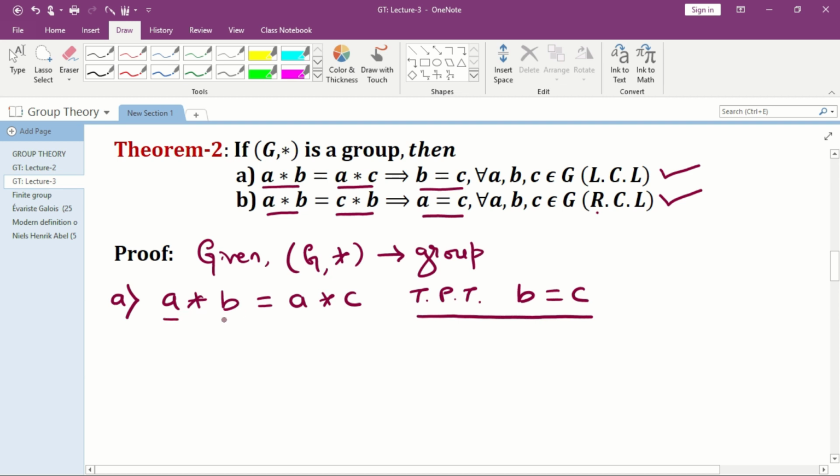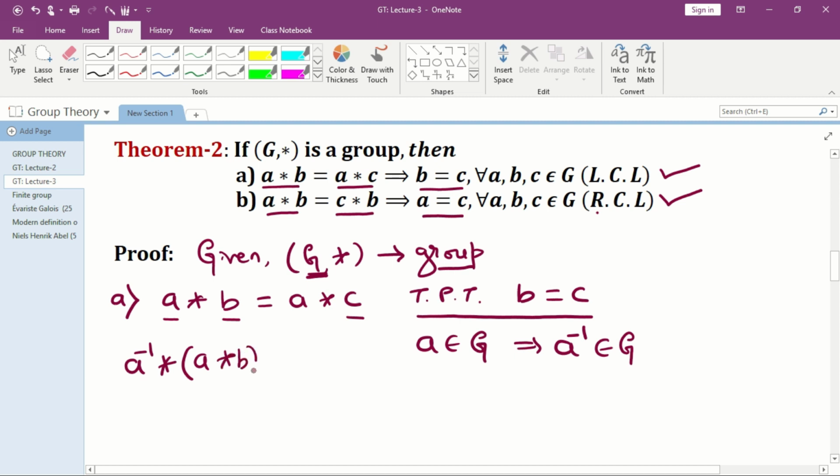Now A, B and C are the elements of G. What do you know about G? G is a group. Now since A belongs to G and G is a group, this implies A inverse exists, it belongs to G. Therefore, we shall operate A inverse on both sides. Next step we get A inverse star A star B is equal to A inverse star A star C. We are operating A inverse on the left side.